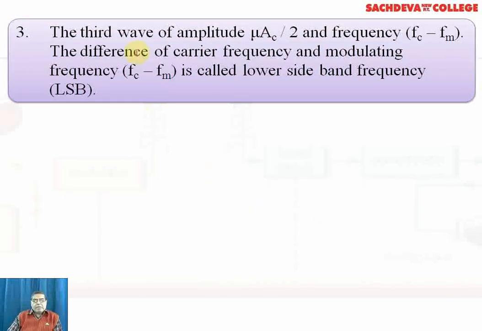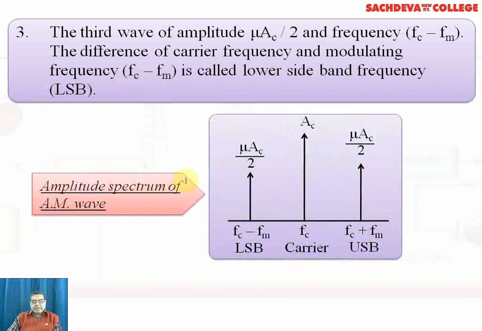The third wave, of amplitude mu AC by 2 and frequency FC minus FM, the difference of carrier frequency and modulating frequency, is known as the lower sideband, that is LSB, shown in the figure. So the extreme left is the lower sideband, the difference of the carrier frequency and the modulating frequency, and it is represented by mu into AC by 2, where mu is the modulation factor.